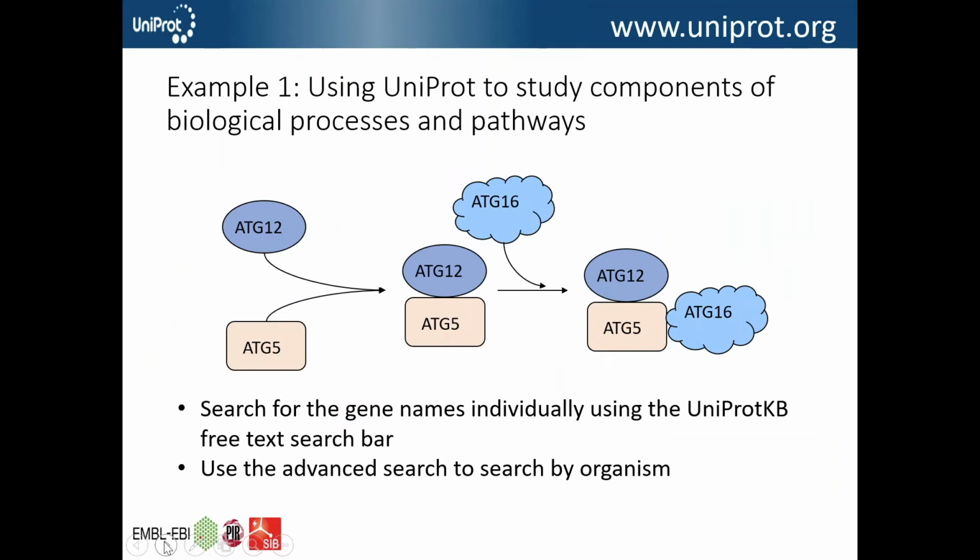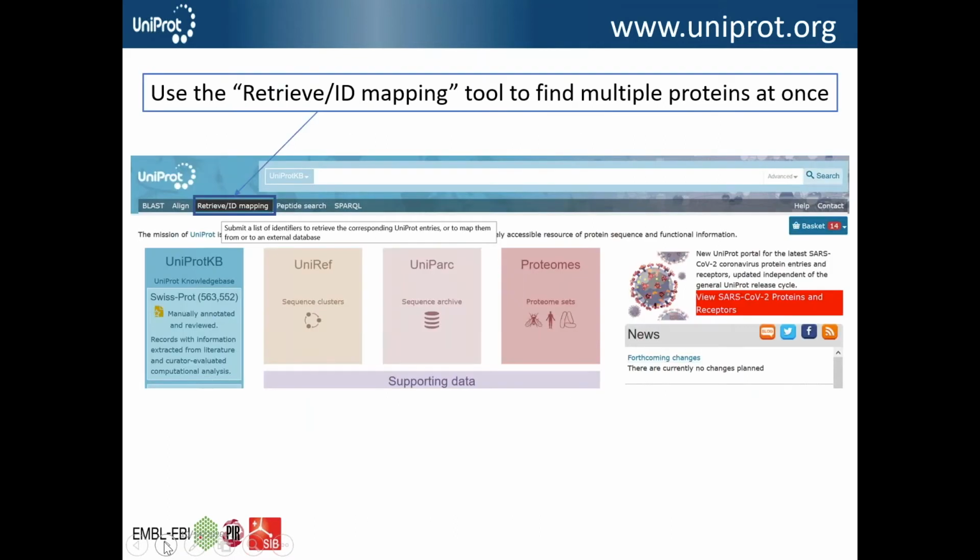So in practice, how does this work? Using this very basic schematic of an autophagy pathway, I've got a list of proteins which are involved in one of the many pathways. I can search for these gene names individually using the free text search bar, or I can use the advanced search to search by organism, and I can just do one individually. However, if we go back to the main homepage and we click on Retrieve ID Mapping, it's possible to search for all of these proteins in one go, without doing them one by one.